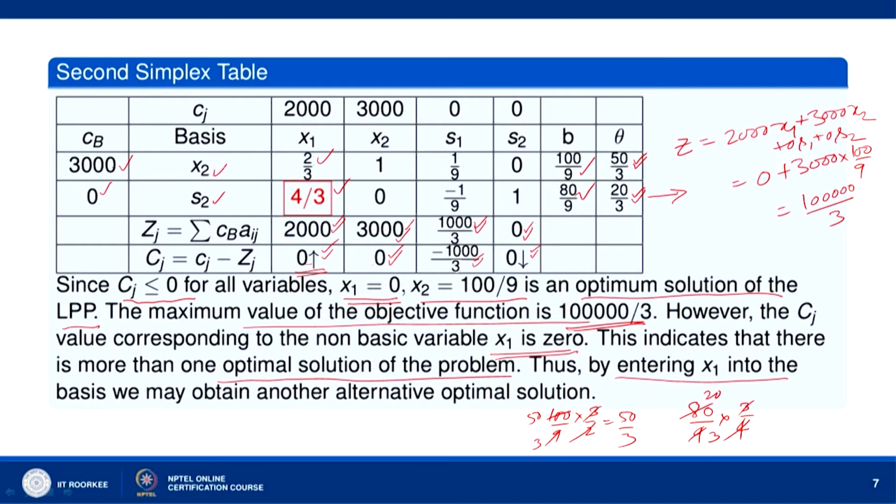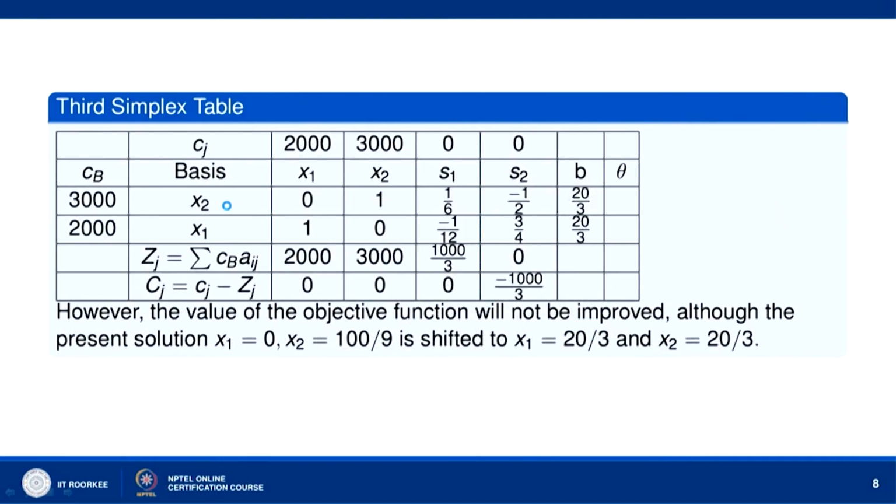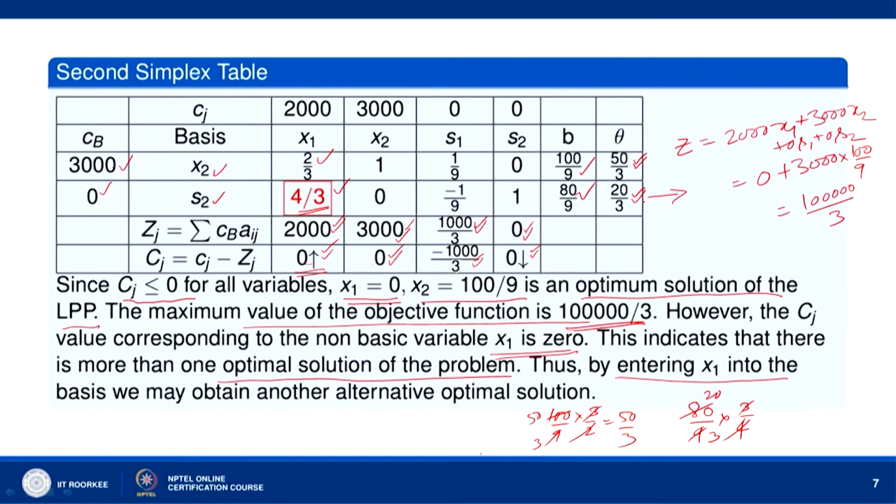So, this is the key row. Okay. At the intersection of the key row and key column, we get 4 by 3. So, this is the key element. Okay. So, we divide the key row by 4 by 3. Okay. Now, what will happen? X2 will be the incoming variable, S2 will be the outgoing variable. Okay. And we will have the following table. So, 3000, 2000, x2, x1. Okay. And we divide this by 4 by 3.